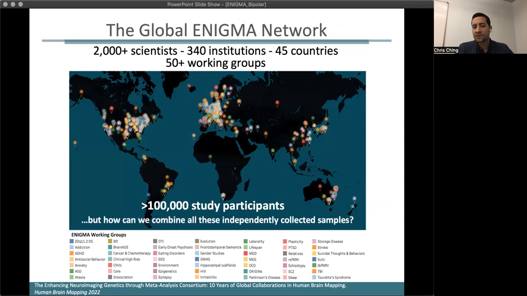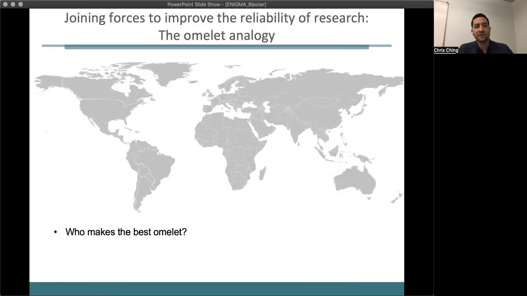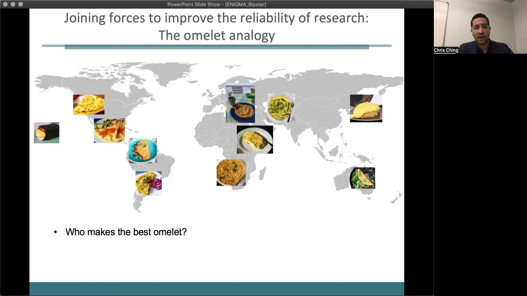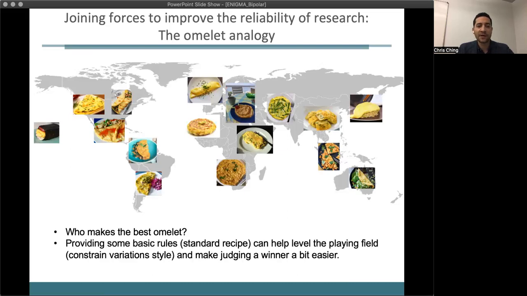And so one of the questions early on was, well, can we actually combine all these independently collected samples that come from different scanners and use different inclusion and exclusion criteria? And so I like to use an analogy when thinking about how we've been doing this. So let's say we asked a question, who makes the best omelet? And if we look around the world, we sample omelets from across the globe, we see a lot of variation in style, how people actually interpret what an omelet is. And so that might be a little difficult in terms of deciding who a winner might be.